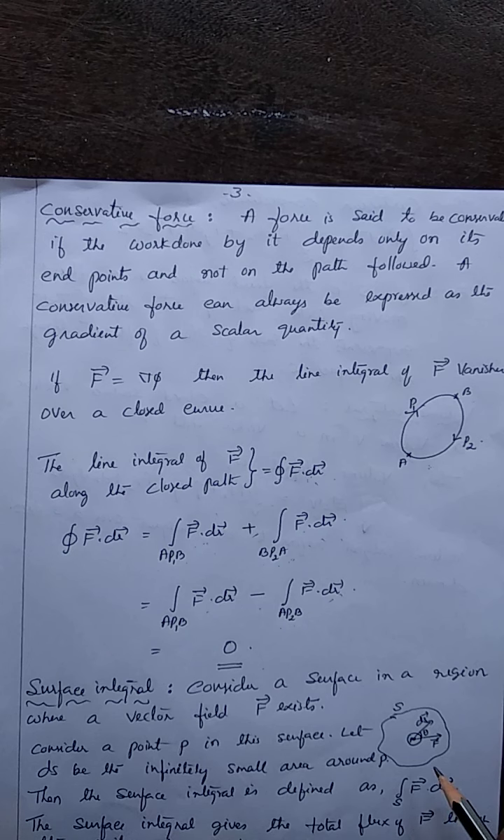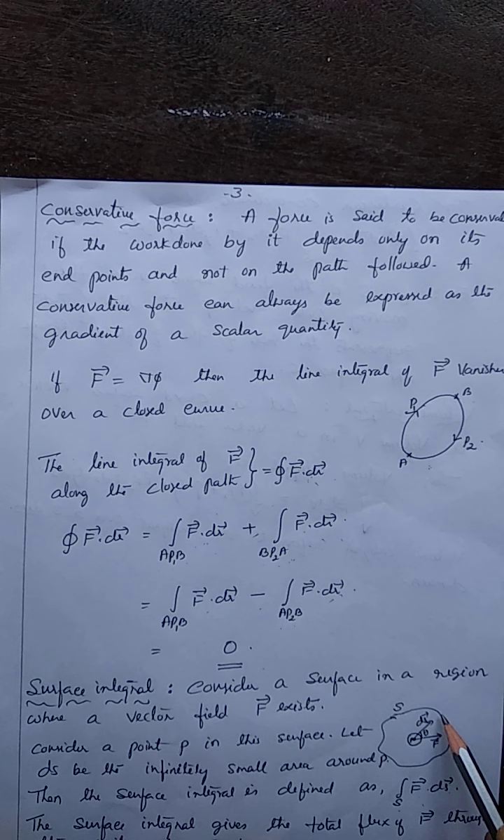The surface integral can be represented as a double integral, written as the integration of F vector dot dS vector over the closed surface S. See here, we have a closed surface S in a vector field F. In that region, consider a closed surface S. There, consider one point P. Let dS be the small area surrounding the point P, and this is the normal drawn to the surface, denoted as dS vector.